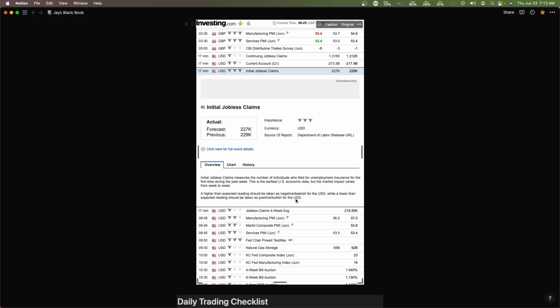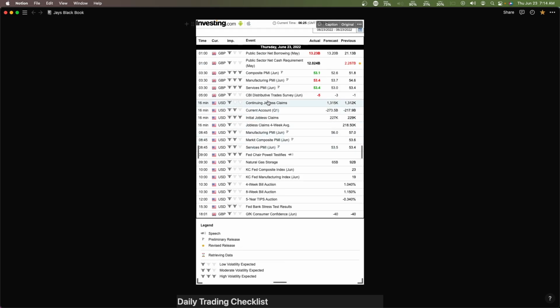Okay, so we're going to note that a higher than expected reading is bearish. Previous was 229, forecast 227. So if it's lower than 227, it's bullish. If it's lower than that, then the U.S. economy should be doing good. And if it's higher than that, then essentially the U.S. economy is going down. And we have some other news.